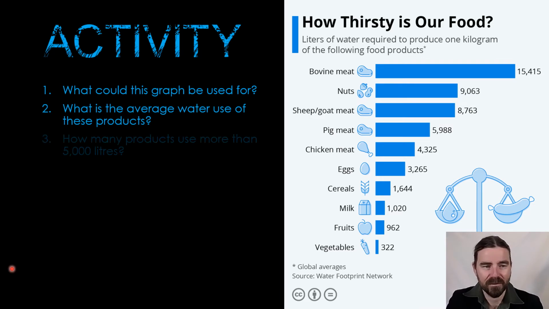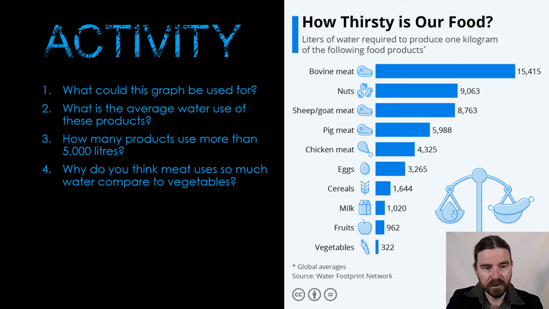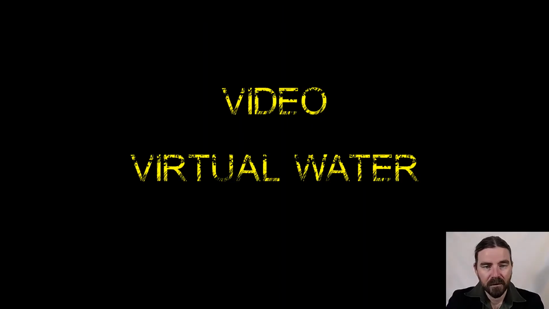You're very smart. Third, how many products use more than 5,000 litres? So 5,000 litres would be about there. How many products use more than that? And finally, and I kind of answered this one a bit earlier, why do you think meat uses so much more water compared to vegetables? It should say compared, not compare. Anyway, let's watch a video. This one's all about virtual water. Take it away.